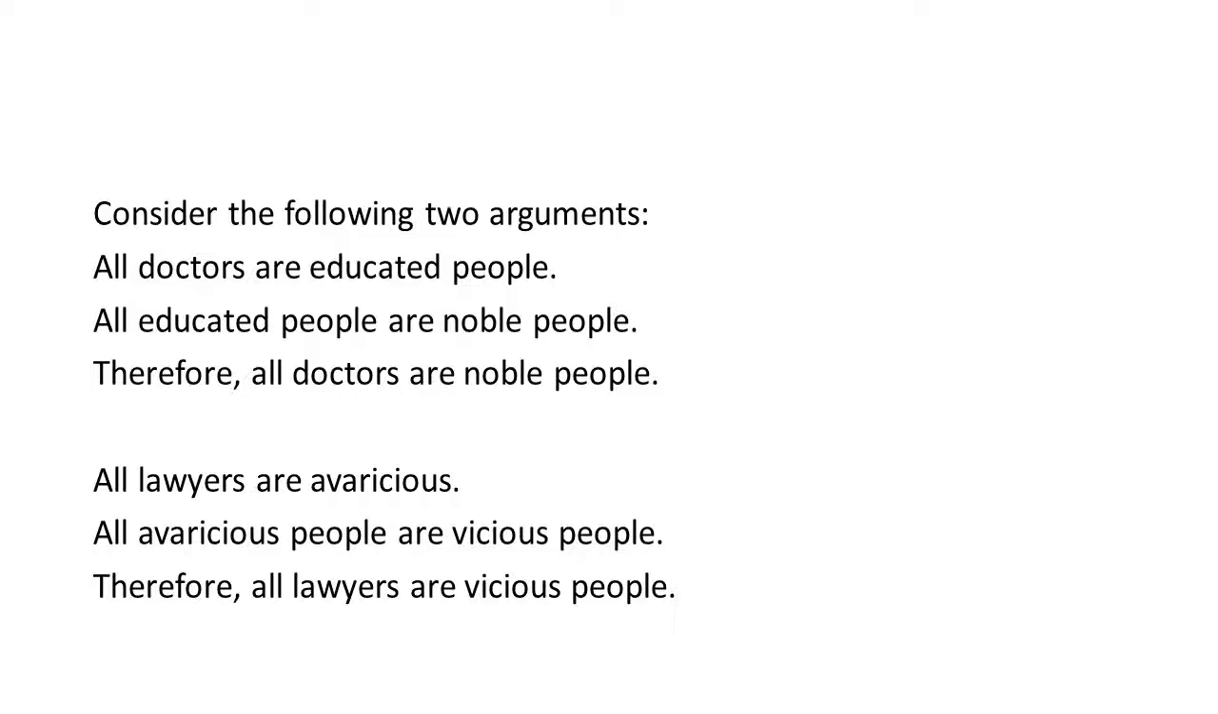Right, so the next example, we're going to be looking at these two arguments. So all doctors are educated people, all educated people are noble people, therefore all doctors are noble people. Second argument, all lawyers are avaricious, all avaricious people are vicious people, therefore all lawyers are vicious people. So note that I'm not endorsing these arguments, lest you be offended.